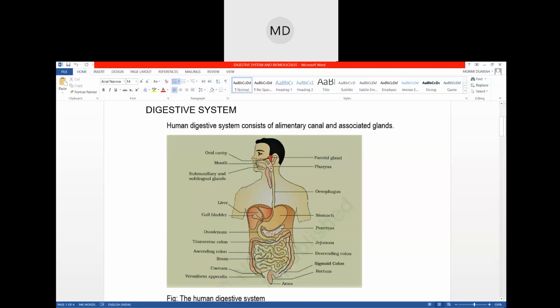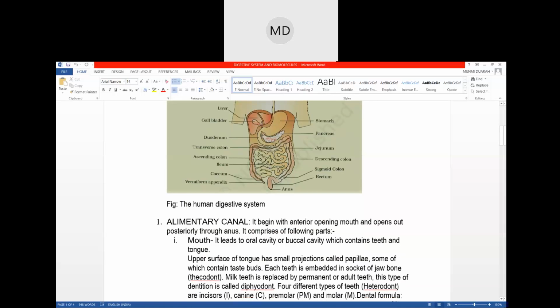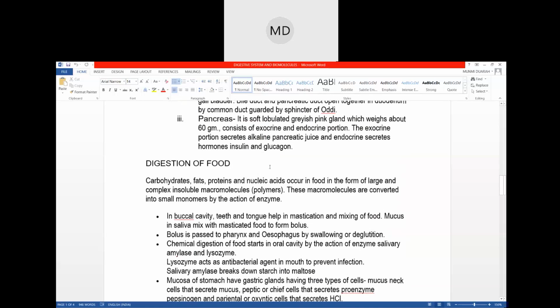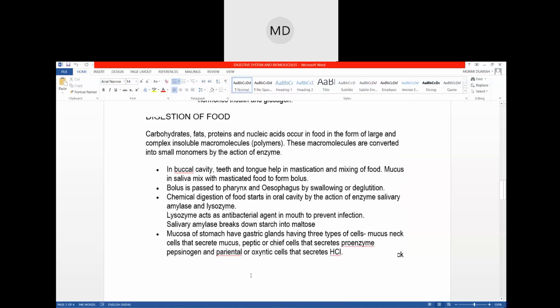Now the next part is the pharynx. So in the pharynx, what happens? If you open your mouth and look in a mirror, you will see a small tongue-like structure in your throat region. That small tongue-like structure is known as the epiglottis. I'll show you the spelling.